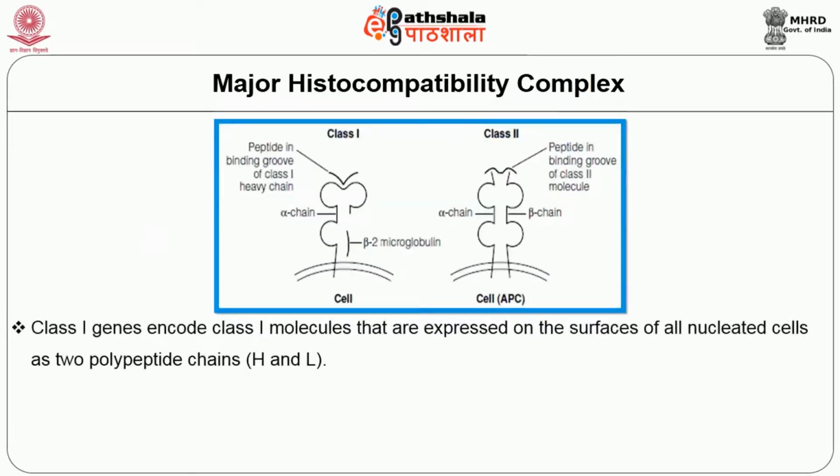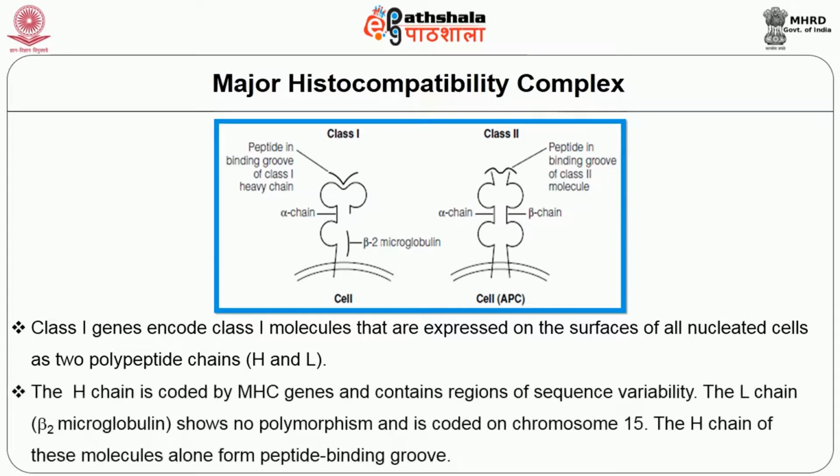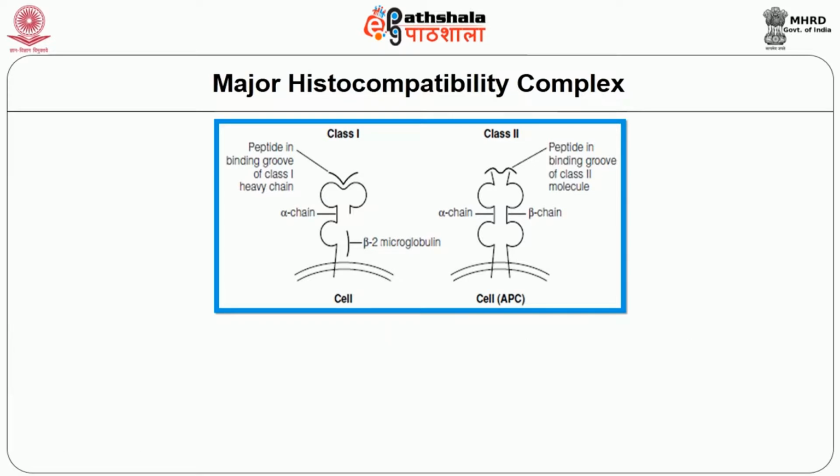The class 1 MHC gene encodes class 1 molecules that are expressed on the surface of all nucleated cells as two polypeptide chains, H and L. The H chain is coded by the MHC gene and contains regions of sequence variability. The L chain, which is coded by chromosome 15, shows no polymorphism. The H chain of this molecule alone forms the peptide binding groove.